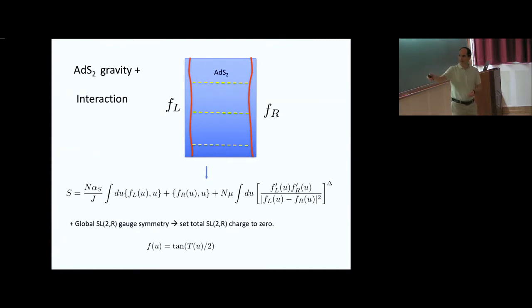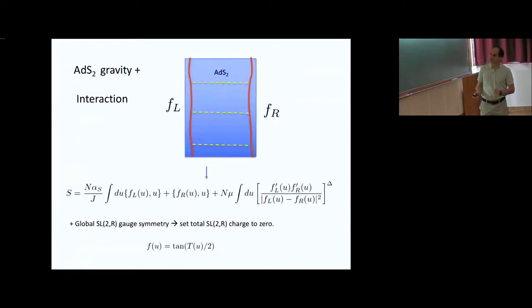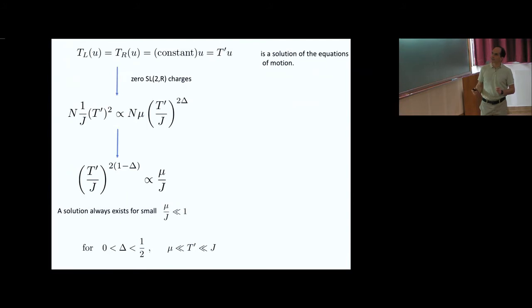As we said, this dynamics is equivalent to the dynamics of gravity. So there is a solution. You can take this action, and after doing the reparametrization that goes from Poincaré time to global time, you find a simple solution where the global time is constant. So this means that things go a constant times proper time, which means they go just straight up. And when you set to zero the SL2R charges, you find a condition that determines what this t prime is in terms of j or some dimensionful constant.